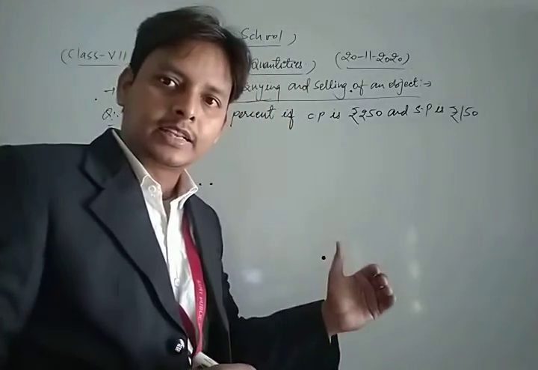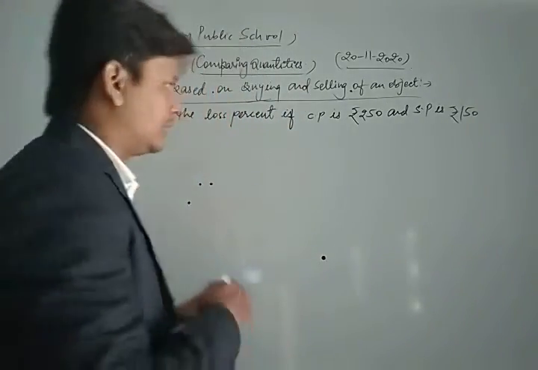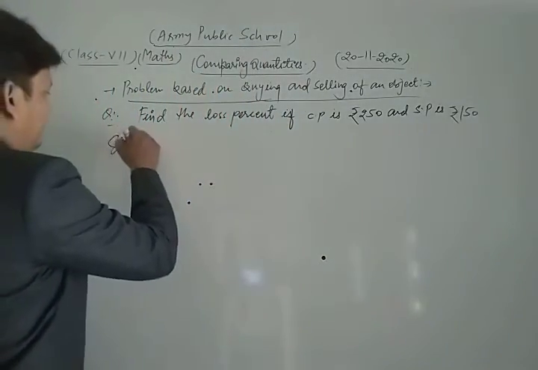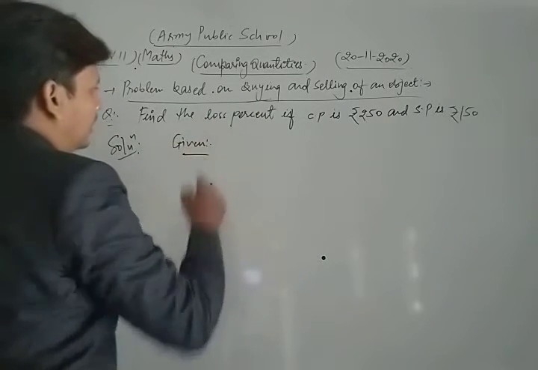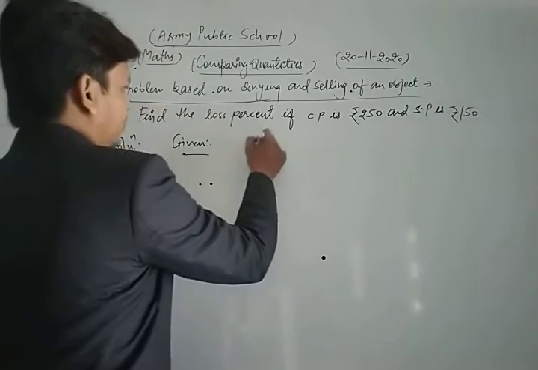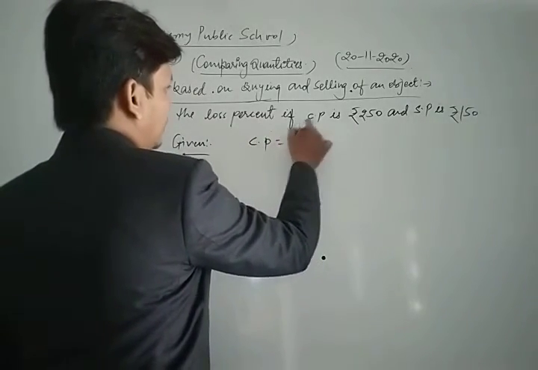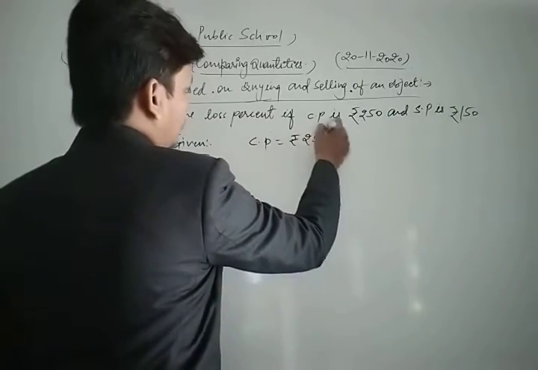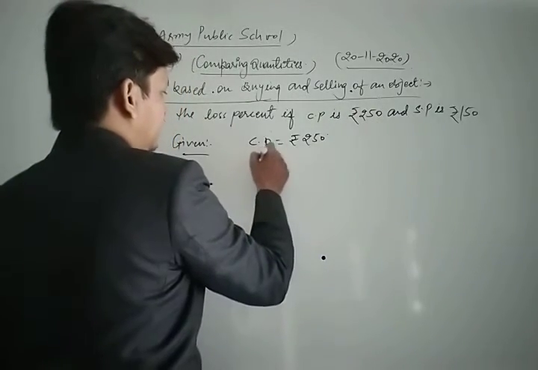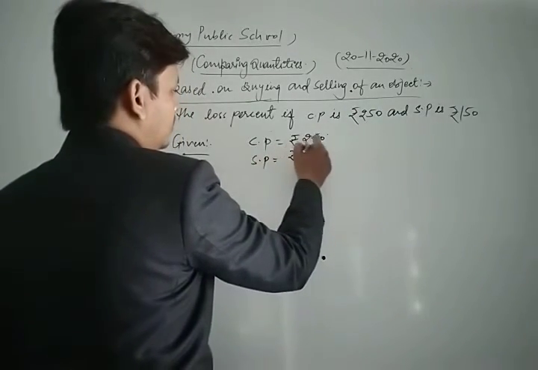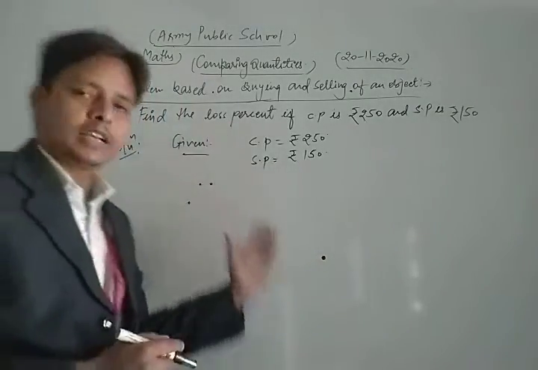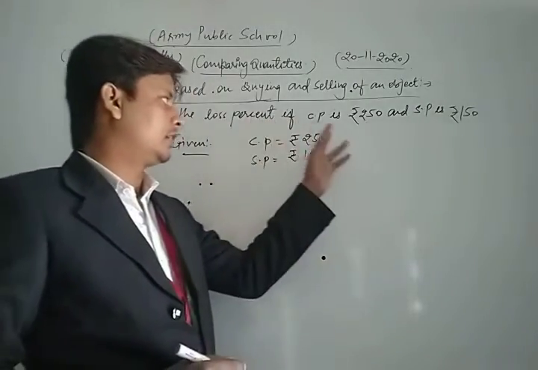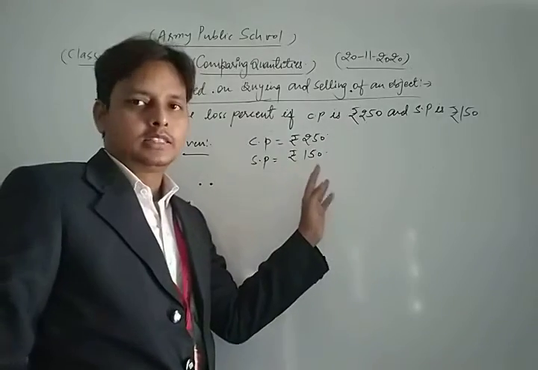So let's see its solution. First of all, what is given? First of all, we write the given. The cost price of that object is rupees 250, and the selling price is rupees 150. These are the given. This is our cost price. This is our selling price.